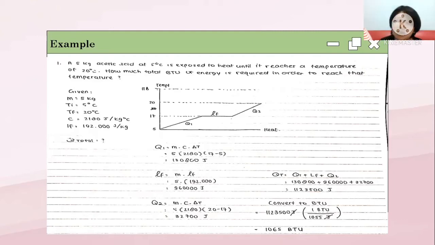With that, let's start to add all of them up, and we would get this result over here. Now, since this is still in joule and we need it to be in BTU, we can convert it by dividing it by 1055, cancelling the joule in the process, and we get 1065 BTU for this answer.